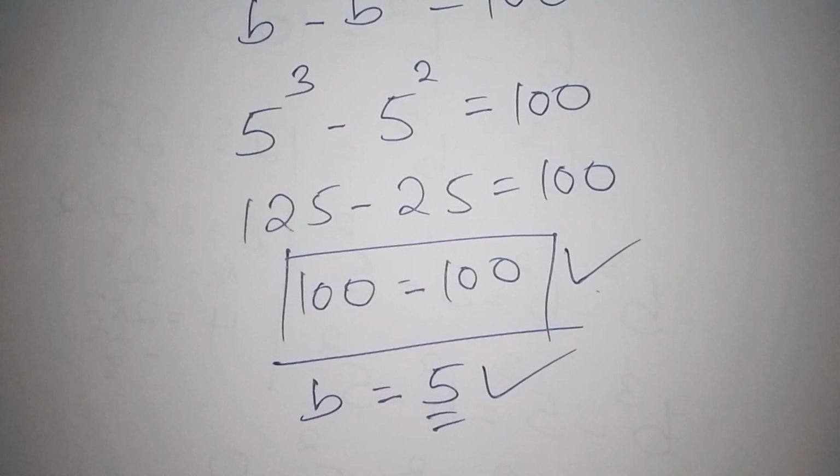So if you really happen to get b as 5, it means that you've worked it out in the best possible way.